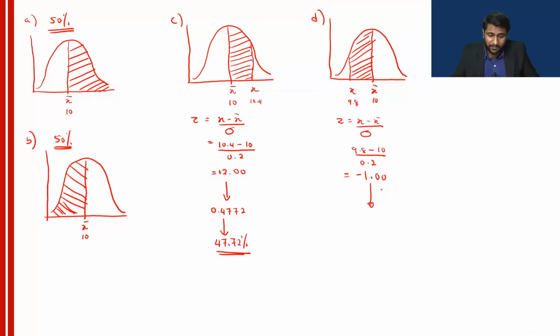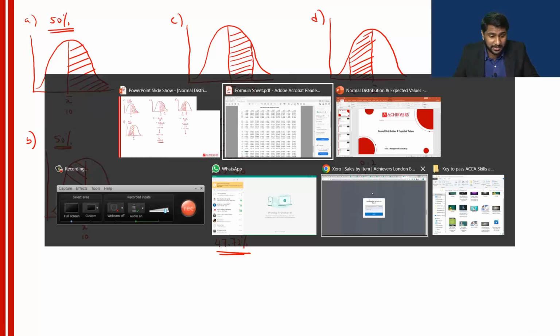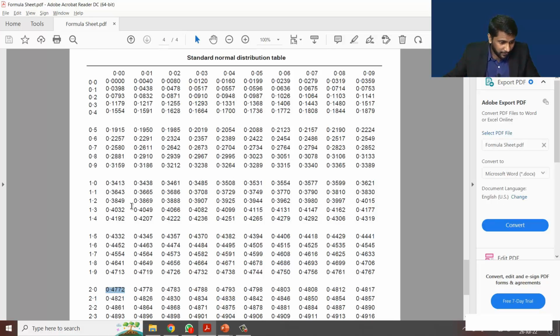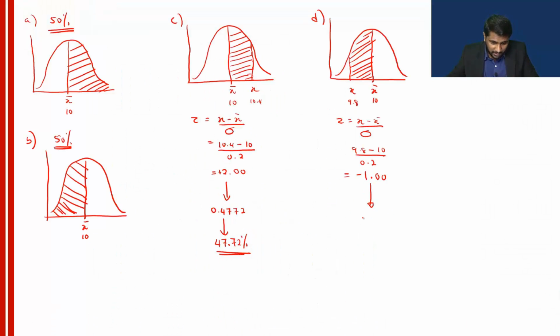Now let's find the normal distribution value for 1.00. I have 1.0, another 0, then 0.3413. Then what's the probability? It is 34.13%. Then if I pick a pencil randomly, what's the chance of that particular pencil's length being between 9.8 and 10 centimeters? It is 34.13%.